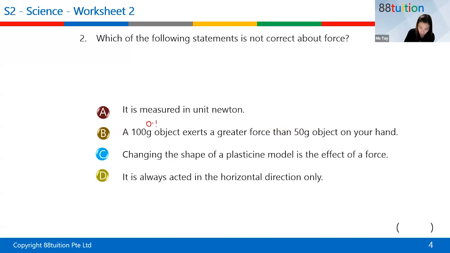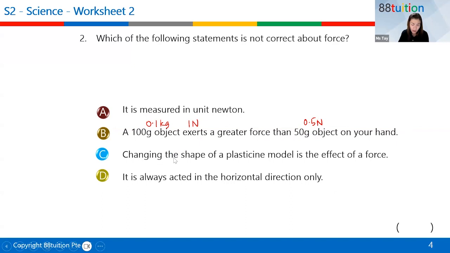First, you have to change this to kg, right? 0.1 kg, then you want to convert it to weight. Okay, that will be 1 Newton. And if this is the 50-gram, then of course it's half of that, 0.5 Newton. Obviously, yeah, it exerts a greater force on your hand.